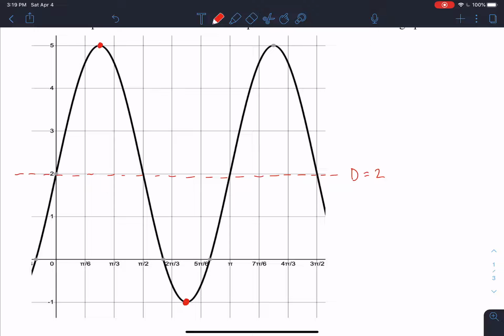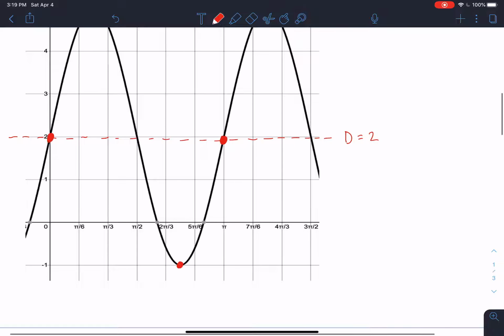Okay. Now, if I pick this first value here at y equals 2, the length of one cycle is going to end up right here. So the period for this is going to be 1 pi.